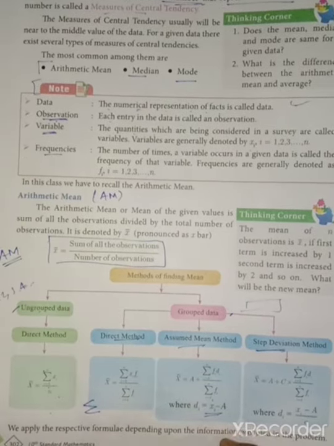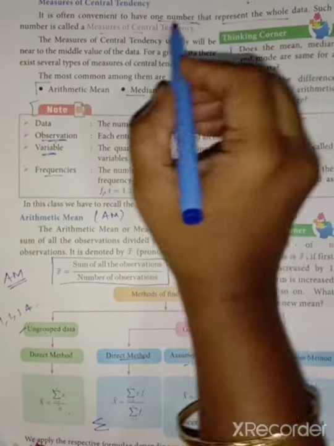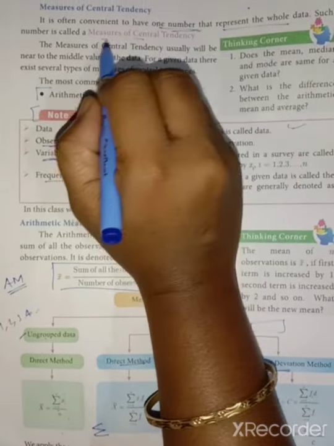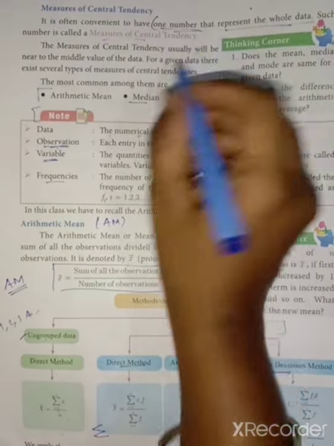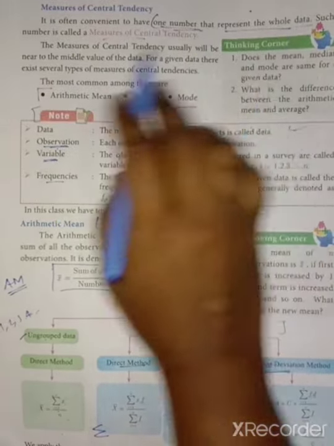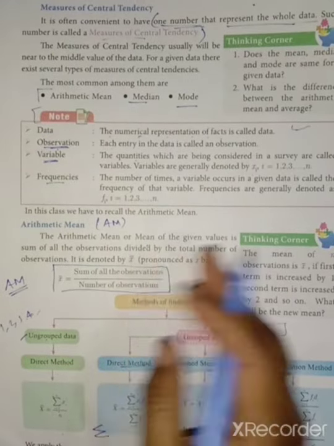So first of all you have to write what measures of central tendency are. You have to write that often it is convenient to have one number that represents the whole data, and such a number is called a measure of central tendency.